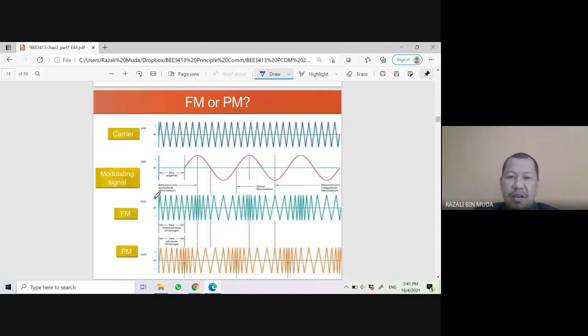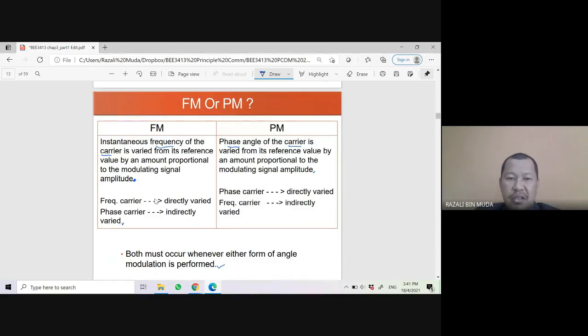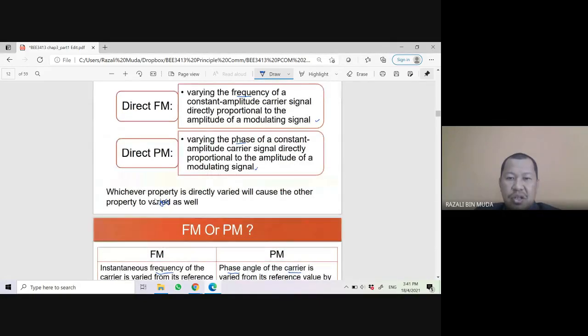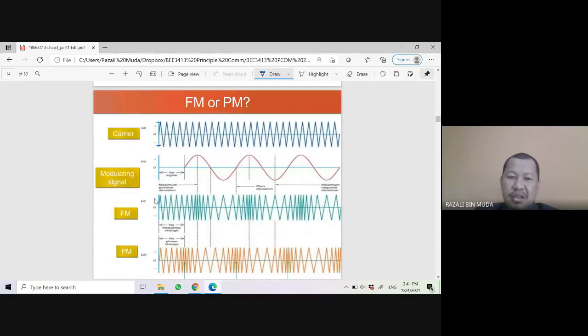Okay, FM or PM. This is the carrier, the constant amplitude carrier signal. The amplitude is constant here, plus V and minus V. So the amplitude is constant. Then the modulating signal is a low frequency modulating signal.